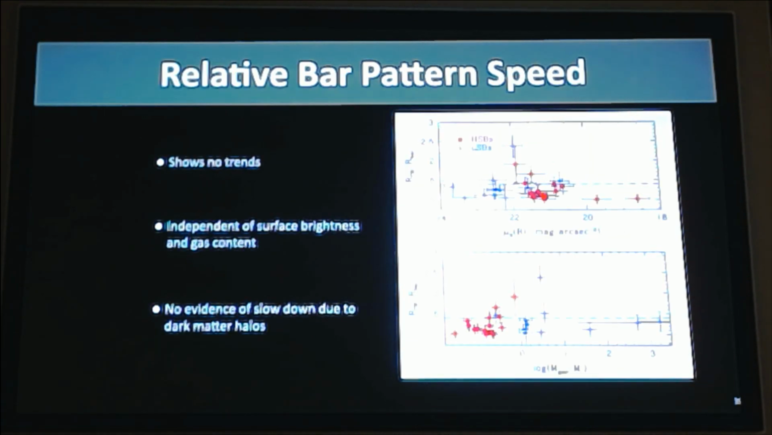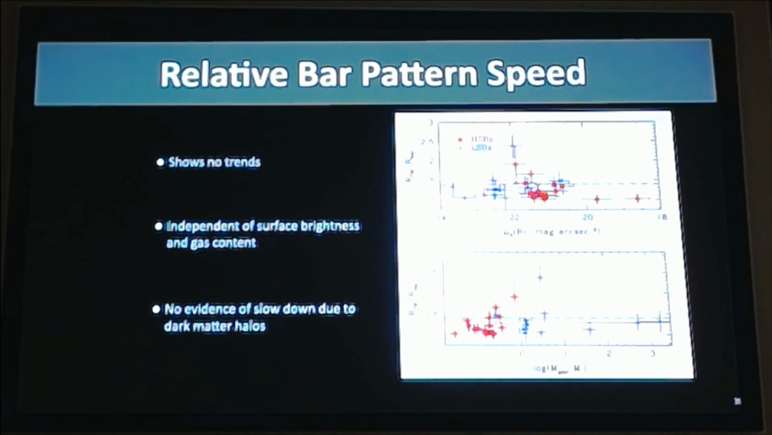However, we find that relative bar pattern speed doesn't correlate with any galaxy property. Previous results with high surface brightness galaxies show that bars are fast across redshift, Hubble type, mass, etc. But we're now extending this to surface brightness and conversely to the gas content of a galaxy. So this is the currently largest sample of LSBs with relative bar pattern speed measurements, and there is no clear trend with any of these.